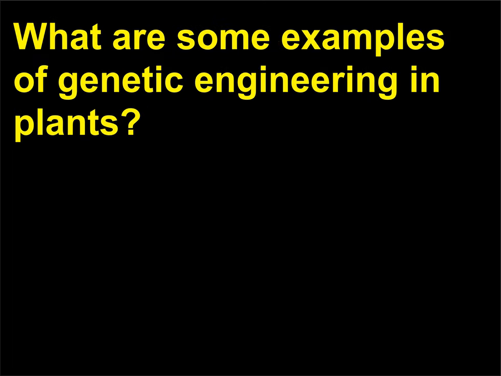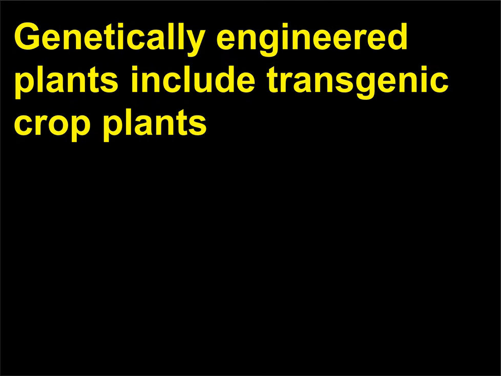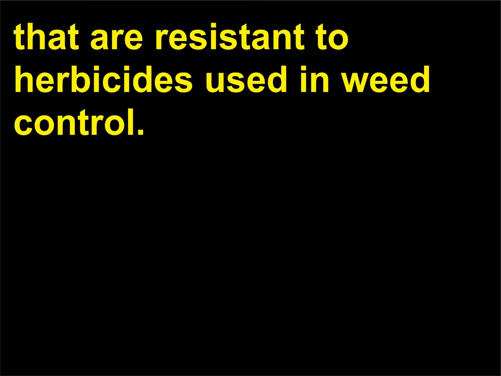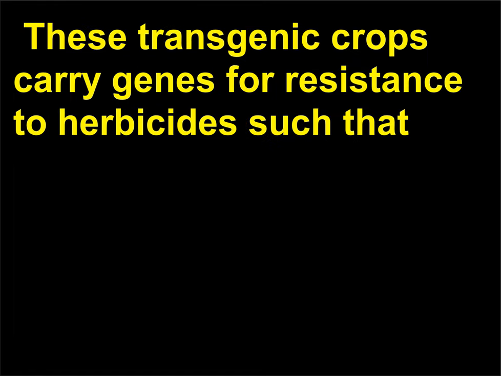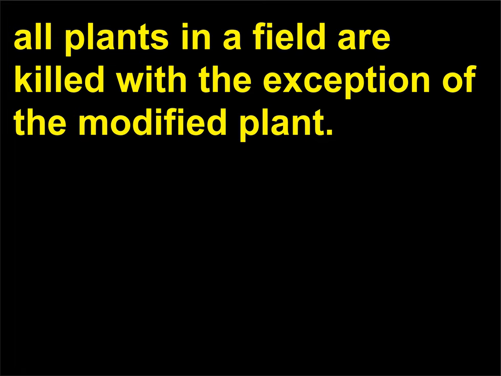What are some examples of genetic engineering in plants? Genetically engineered plants include transgenic crop plants that are resistant to herbicides used in weed control. These transgenic crops carry genes for resistance to herbicides such that all plants in a field are killed with the exception of the modified plant.